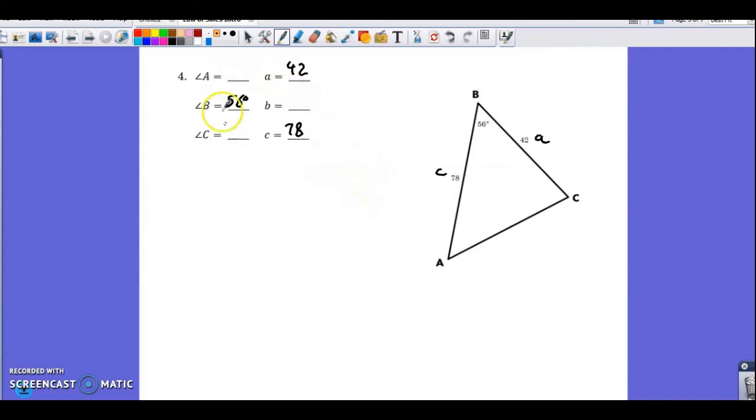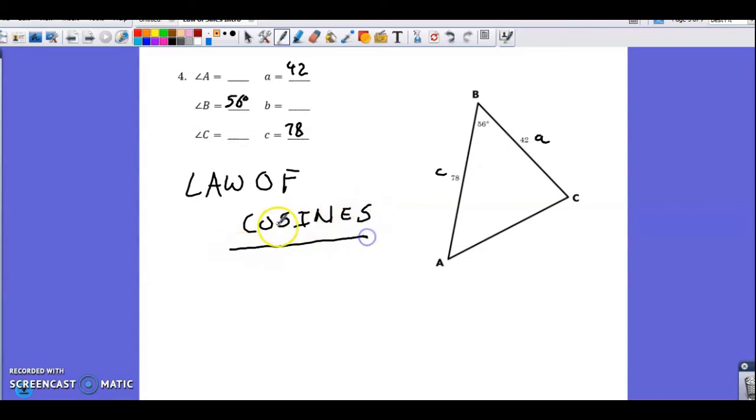So I don't have enough angles to figure out the other two. I can't figure out that third side. And I don't have that pair across from each other. So this one is law of cosines. And now we're going to go over this the next few days, not today. So for right now, we just stop here. This cannot be done with law of sines. We'll move on to the next one.